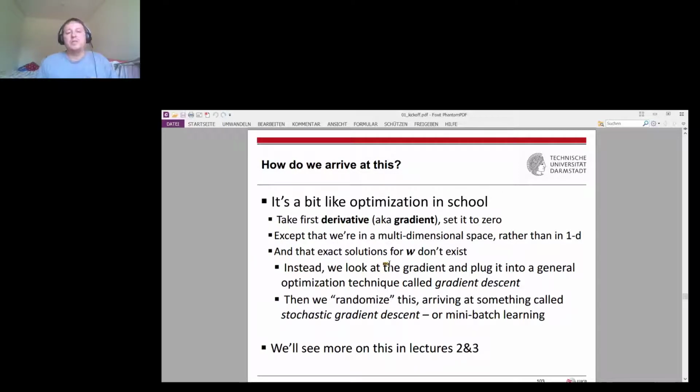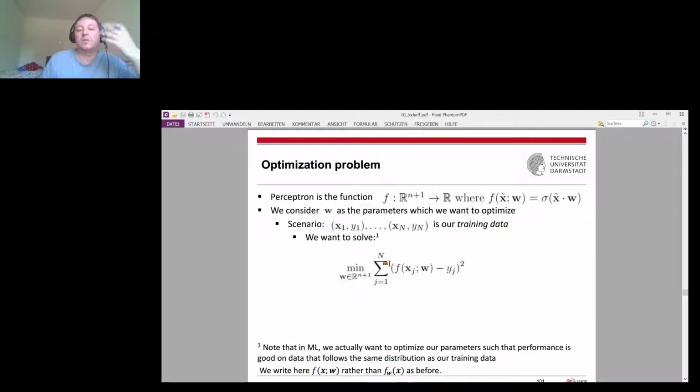So how do we arrive at this? It's a little bit like optimization in school. So we take the first derivatives, which is also called gradient. We set that to 0. If you want to optimize a function, you take the gradient, you set that gradient to 0, and then you calculate the optimal solution. And what is our function that we want to optimize? So this is the function that we want to optimize, right?